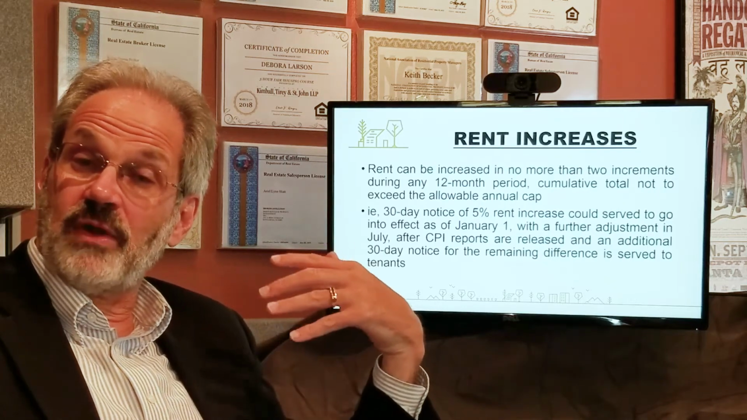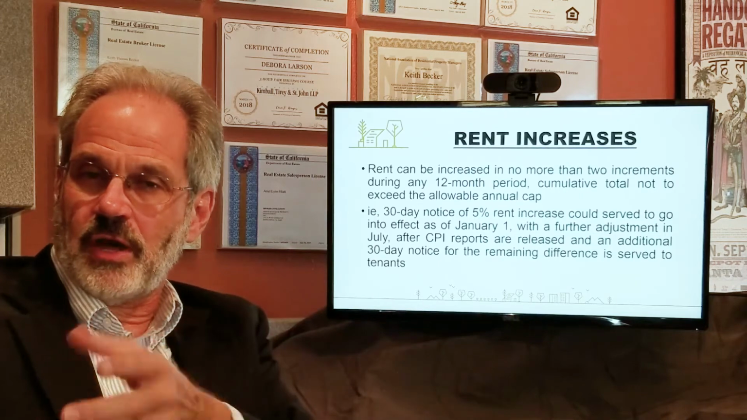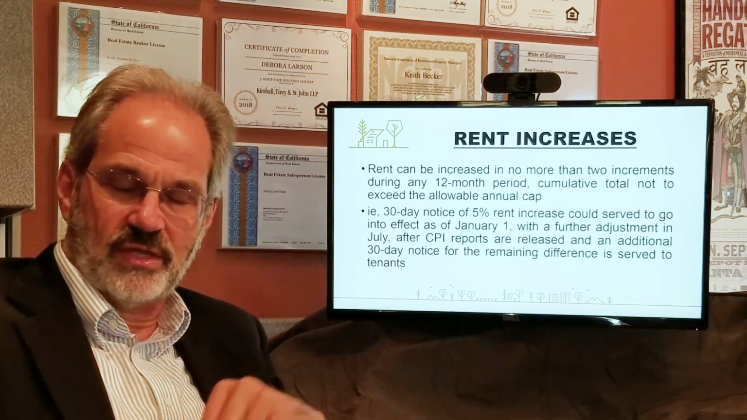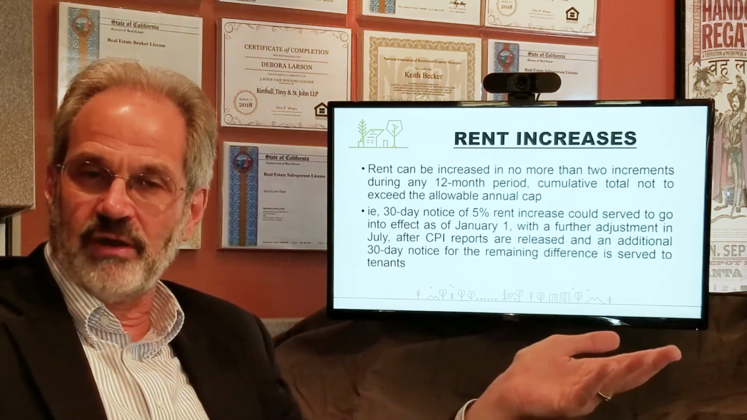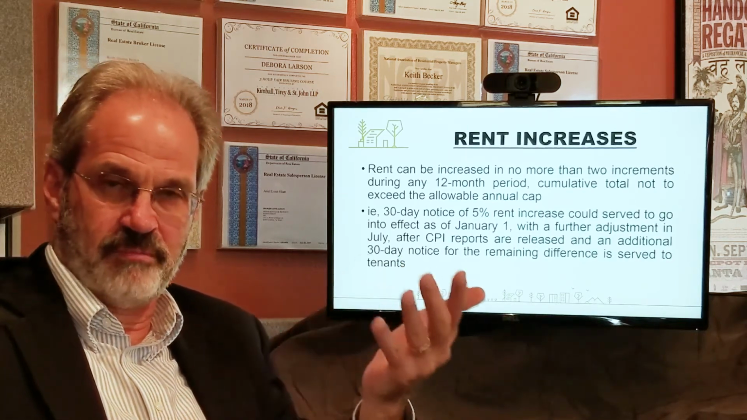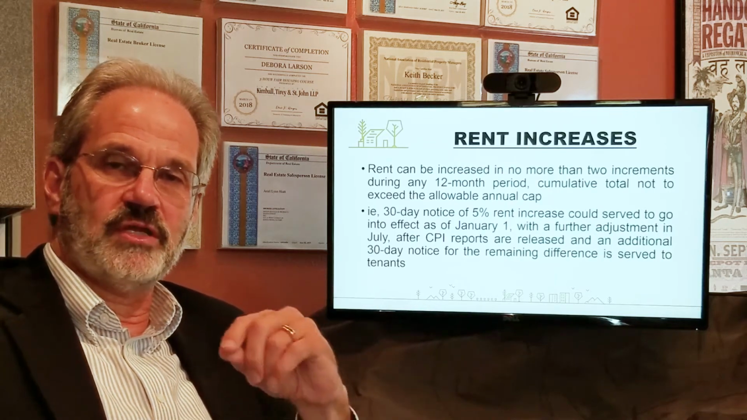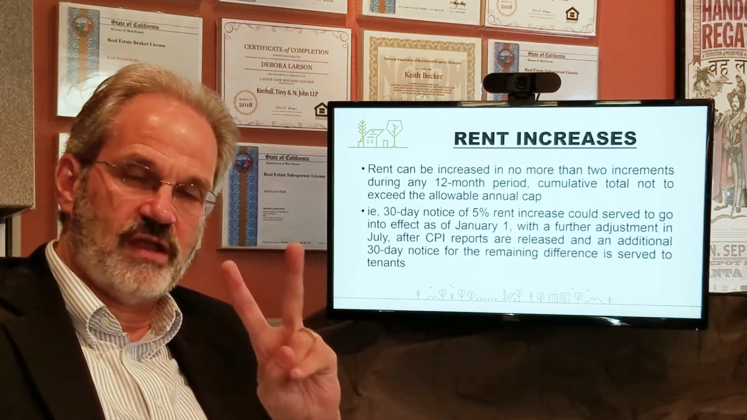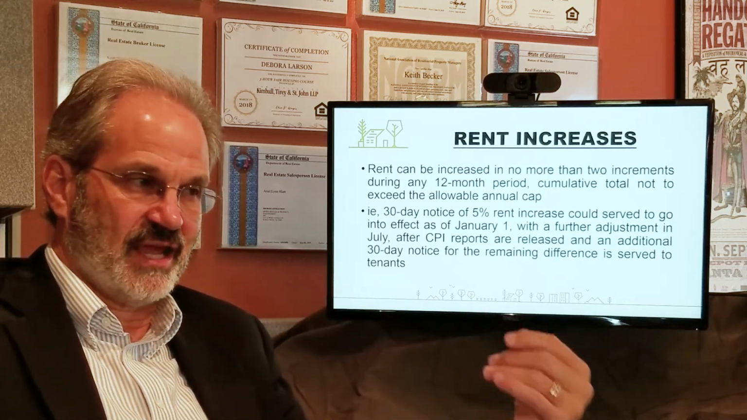So let's say you institute a 5% increase in January, you institute another incremental increase in July for that 2.9 or 3.1 or 5 max to adjust for the difference. You can only do adjustments and increases twice in any 12-month period, and it cannot exceed the cap.